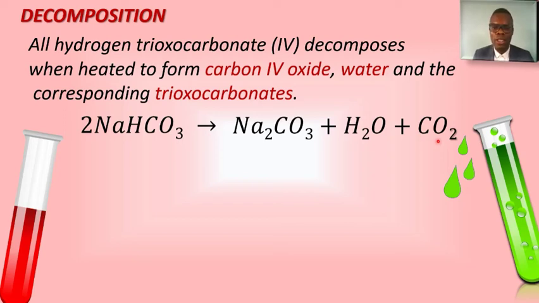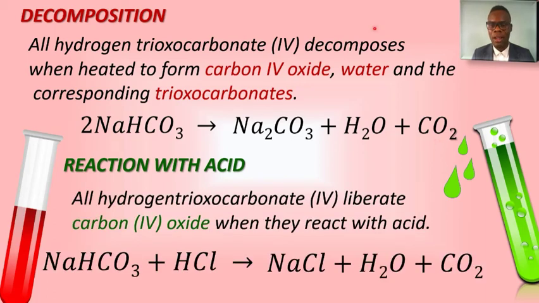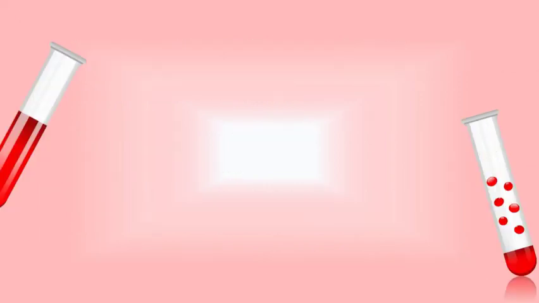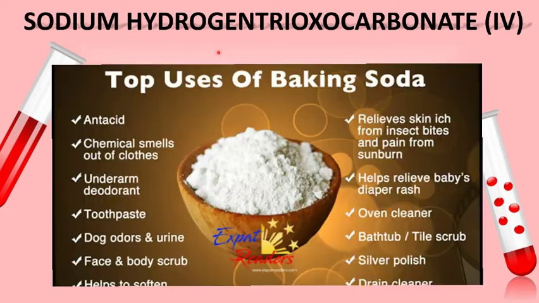Another property of hydrogen trioxocarbonate 4 is their reaction with acid. When they react with acid, they liberate carbon 4 oxide while also producing water and a salt. A very unique type of hydrogen trioxocarbonate 4 is sodium hydrogen trioxocarbonate 4. This particular substance is very useful and used in our houses for different purposes. It is usually called baking soda.